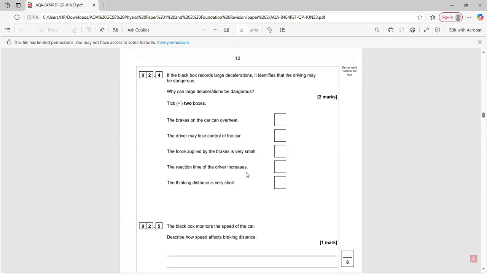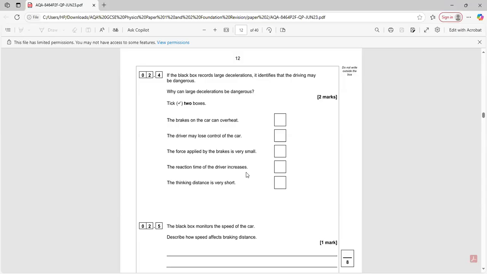The brakes on the car can overheat. Okay, so you know what we'll do? We'll eventually check the mark scheme for this. But I'm thinking about that last one, that the thinking distance is very short. Okay, but I mean, it may not be correct. But I'm very sure of that first one that I chose, that the driver may lose control of the car.